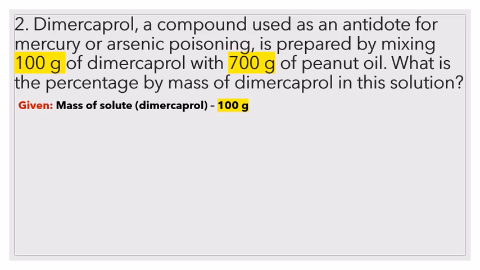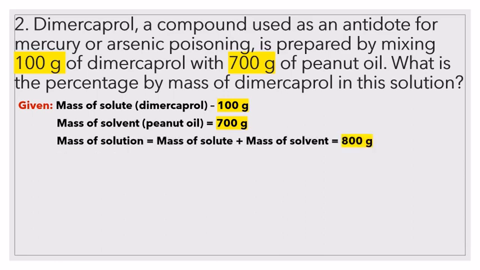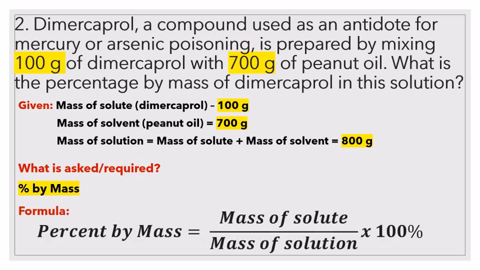Now, given the mass of the solute is 100 grams, which is the dimercaprol. And the mass of the solvent, which is the peanut oil, is equal to 700 grams, therefore it is the solvent because it's much larger. And for the mass of solution, we just need to add 100 grams plus 700 grams. So it is 800 grams. Now, what is asked? The percent by mass. And what will be the formula? Again, percent by mass is equal to the mass of solute divided by the mass of solution times 100%.